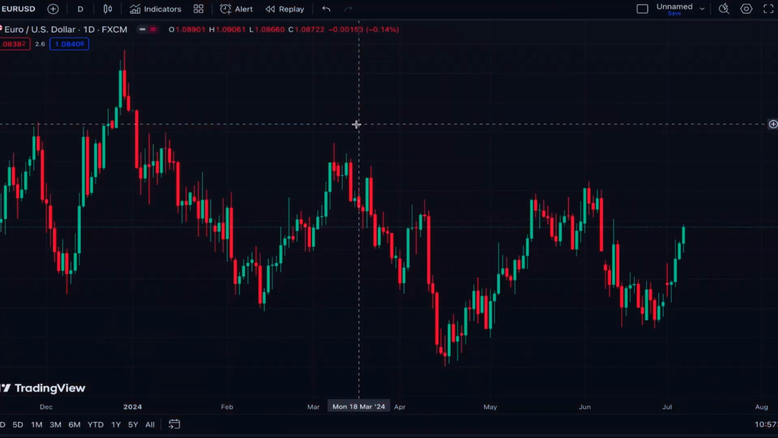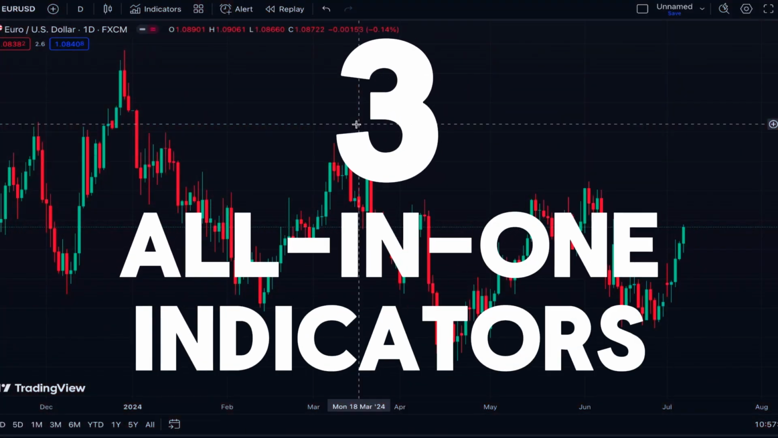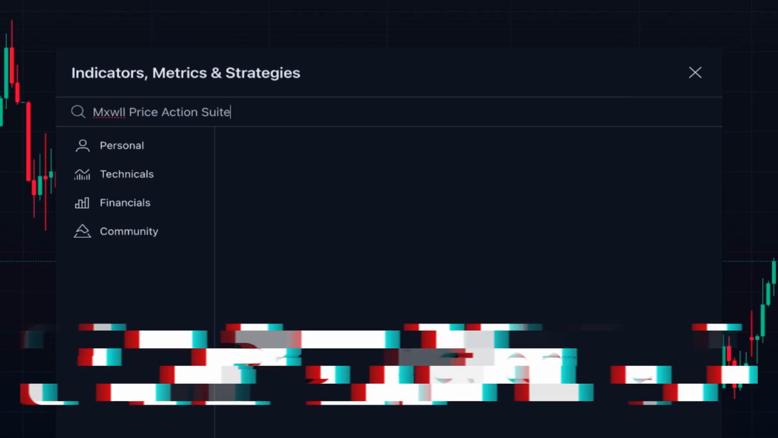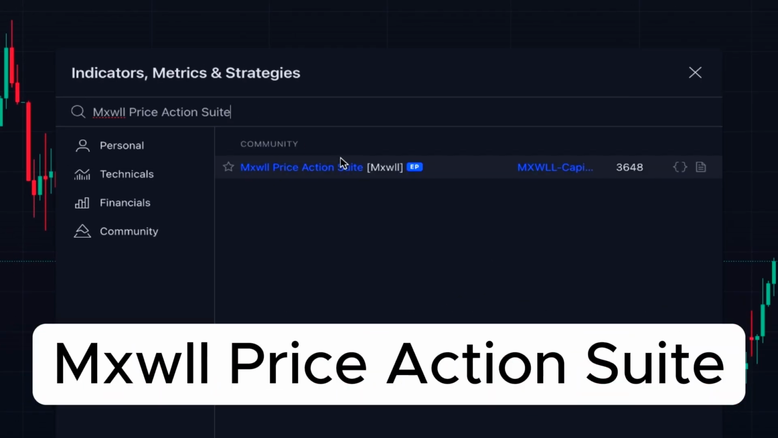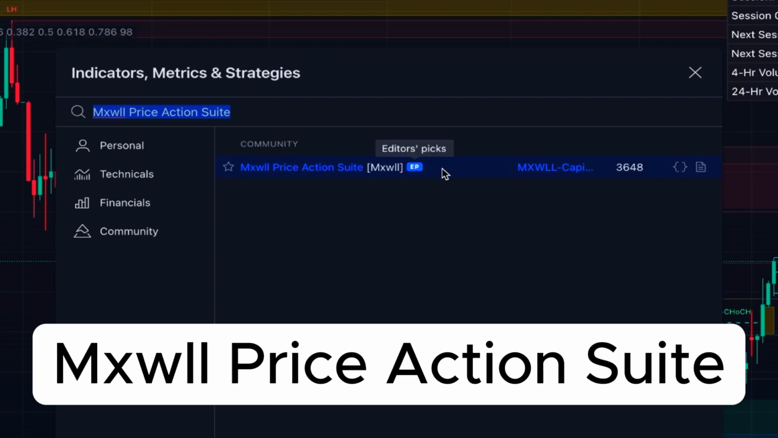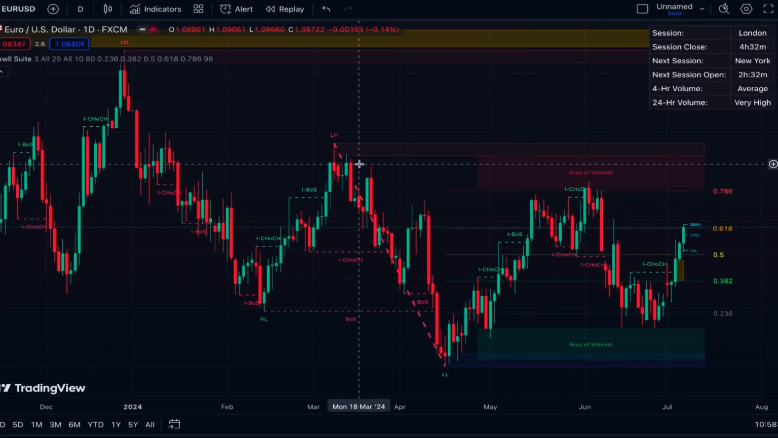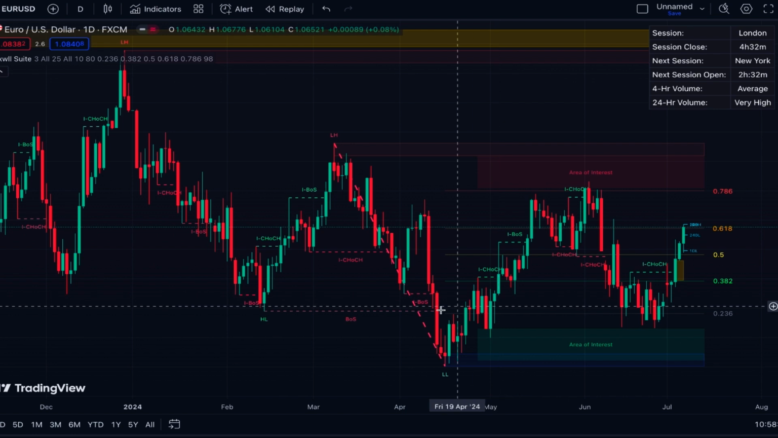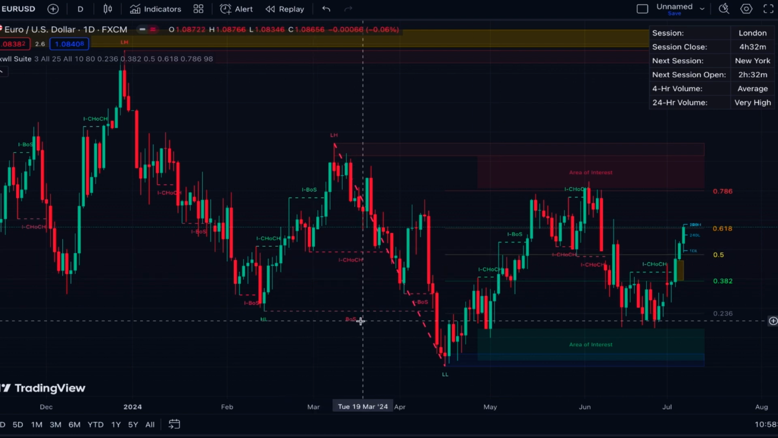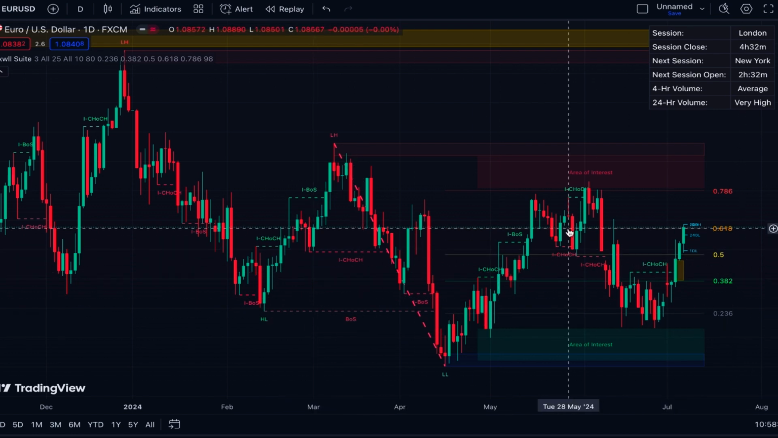Alright, now I want to introduce 3 all-in-one indicators for ICT SMC price action concepts. The first one that I want to introduce is Maxwell Price Action Suite, this one, which is an editor specs indicator and written by Maxwell Capital. Alright, as you can see, the indicator has added many information on the chart. This indicator provides many of the concepts in SMC method of trading, including change of character, break of structure, fair value gaps, order blocks, Fibonacci levels, and more.